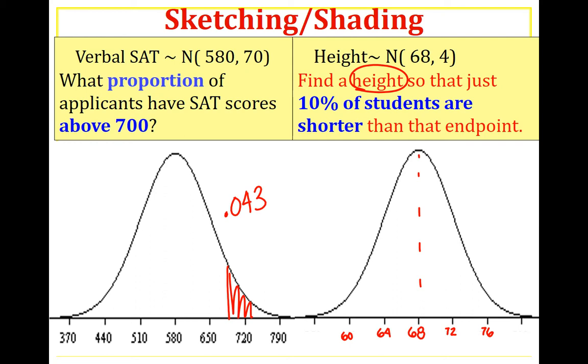Well, if 10% of the students are shorter, I'm going to arbitrarily shade something in here. I want this area over here to be 10%. I need to know the score X that happens for that. Okay, well, I've got to go out, and I'm going to lose my drawing, unfortunately. But all we need is the number right now. We need the X value for this number right here.